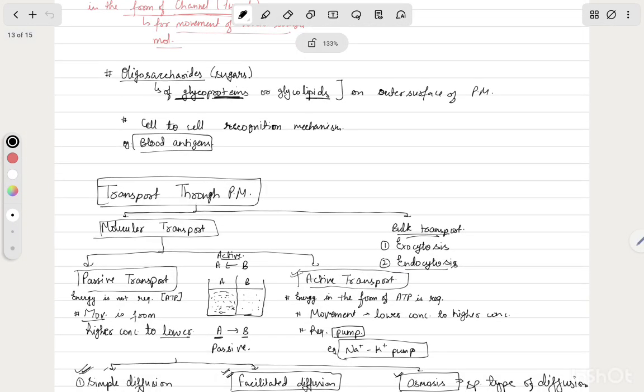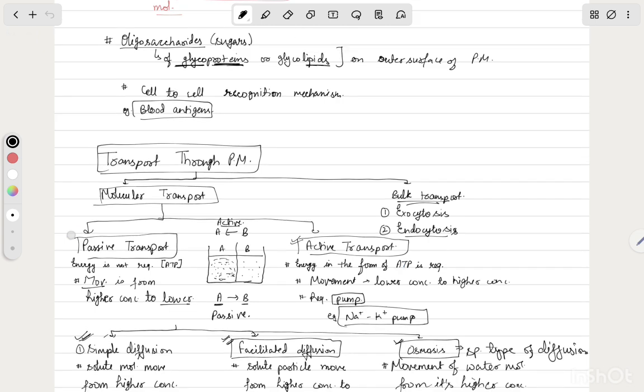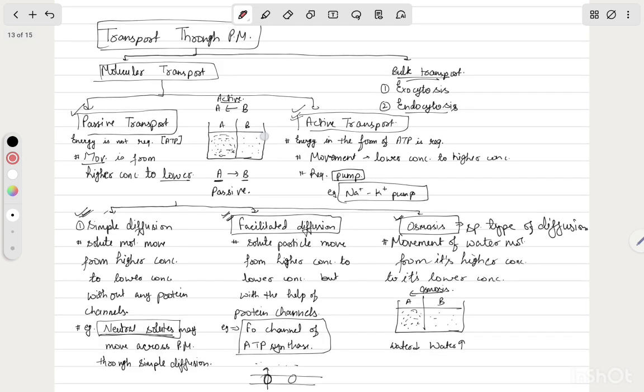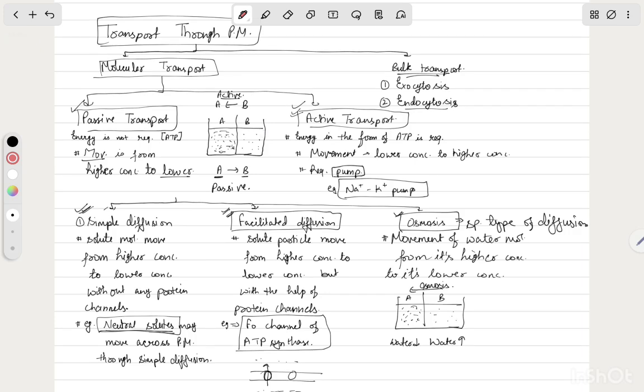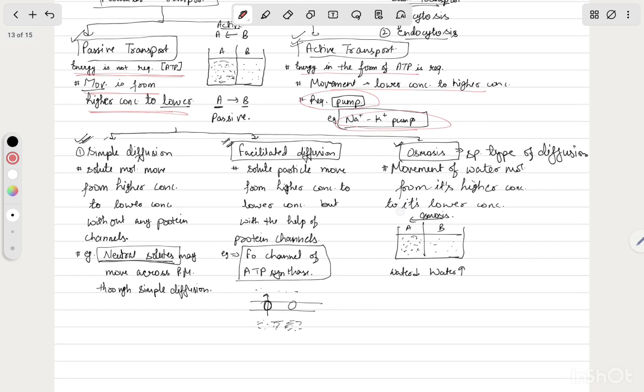Molecular movement. In molecular movement we have passive transport and active transport. In passive transport there is no requirement of energy and movement is from higher concentration to lower concentration. In active transport, energy is required, movement is from low concentration to high concentration, and there is requirement of a pump. Example of active transport is the sodium potassium pump. We have three types of passive transport: simple diffusion, facilitated diffusion, and osmosis.